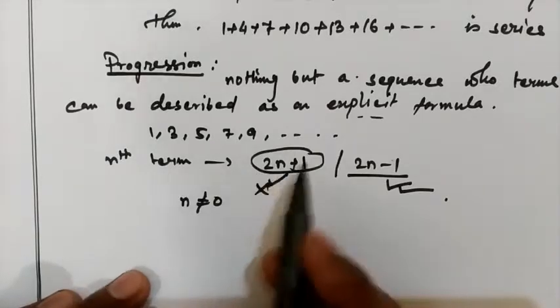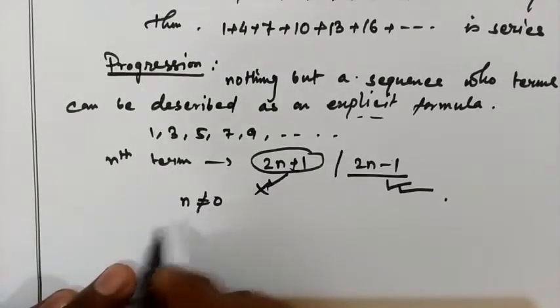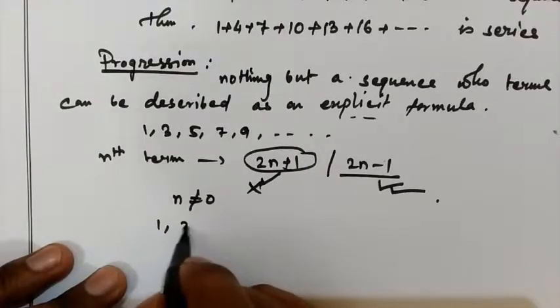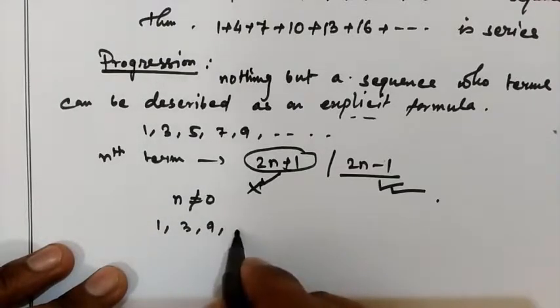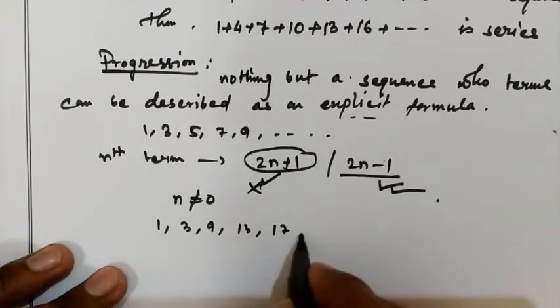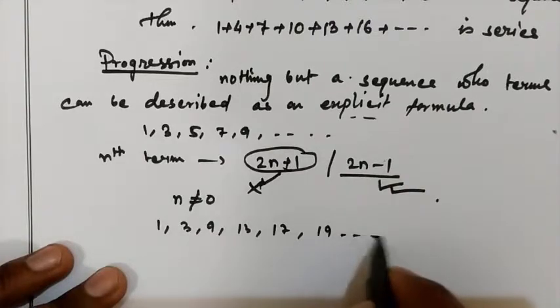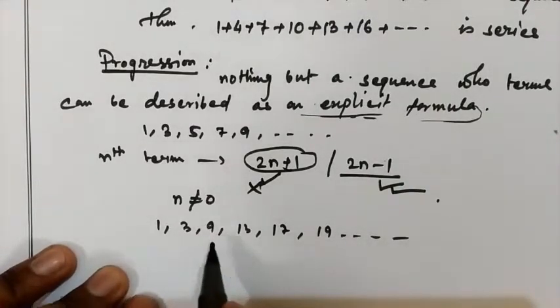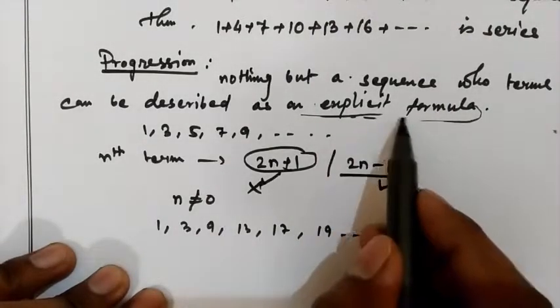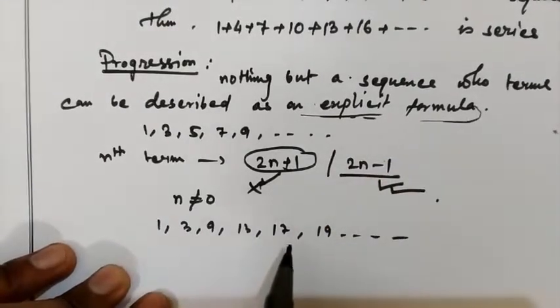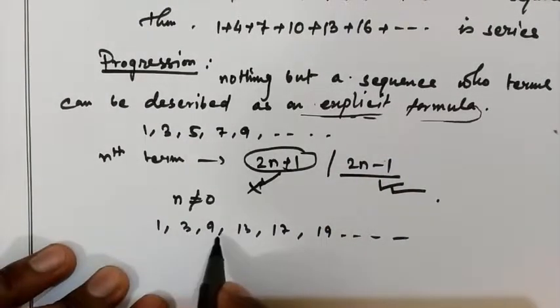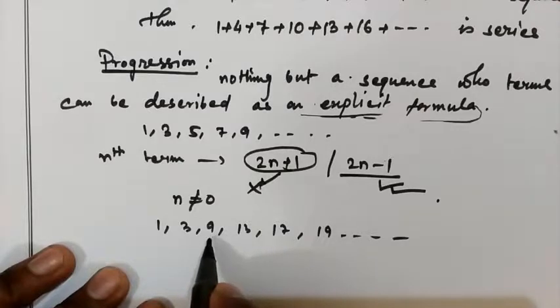But suppose it is given 1, 3, 9, 13, 17, 19. This sequence we cannot describe by any formula, any explicit formula. That's why this is a sequence, but this is not a progression.